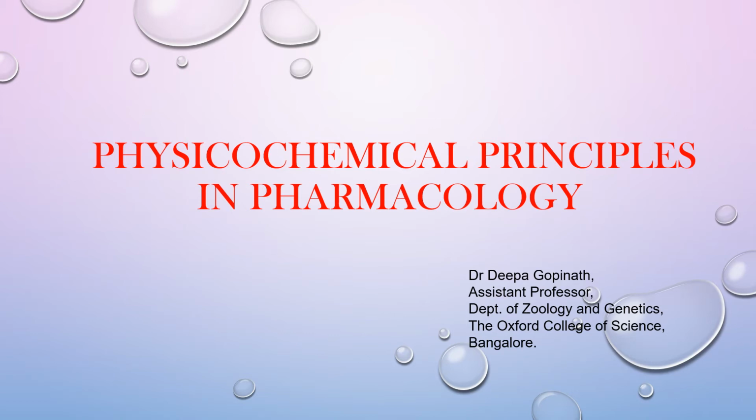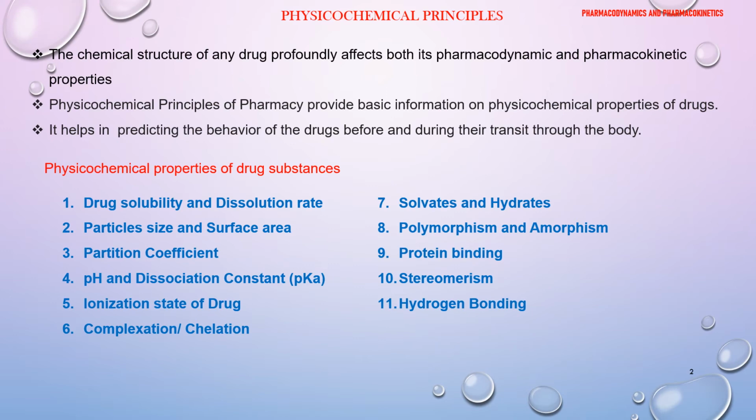Hello students, today's topic is physicochemical principles in pharmacology. The pharmacological and pharmacokinetic properties of a drug depend on its chemical structure. It affects the interaction of the drug with receptor, the ADME and response.